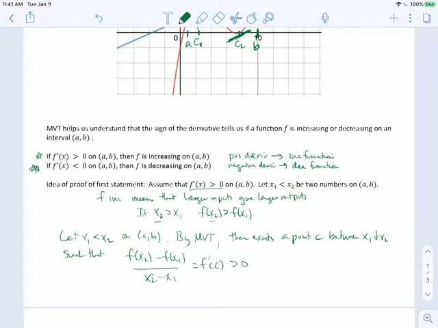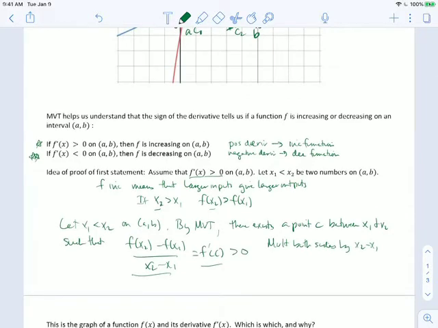Well, now let me multiply both sides of this equation by x2 minus x1. Then I get f of x2 minus f of x1 equals f prime of c times x2 minus x1, greater than 0. Well, guess what? This is positive by assumption, and this is positive by assumption. So their product is positive.